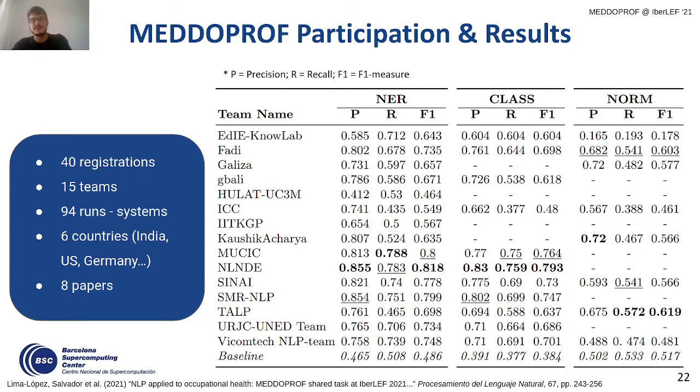As for the MEDDOPROF-NORM subtrack, the results were also quite acceptable, although not as high as for the other tasks. This is because the participants had to both detect the occupations and then try to assign a code to them. So this means that if they failed in the first part, there was some error propagation that could be seen in the normalization part.